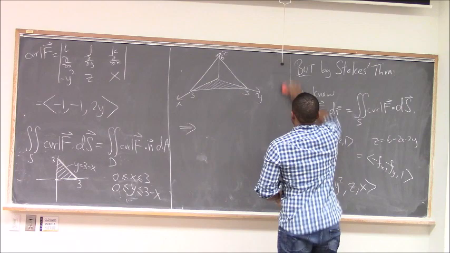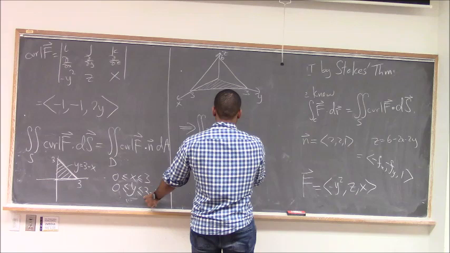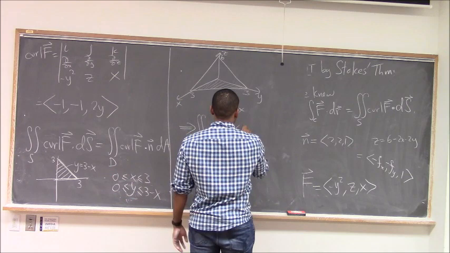So now the double integral over S is just going to be 0 to 3 for the x, and 0 to 3 minus x. And I'm going to dot product these two. Let me just actually write it. Minus 1, minus 1, 2y, dot product with 2, 2, 1.